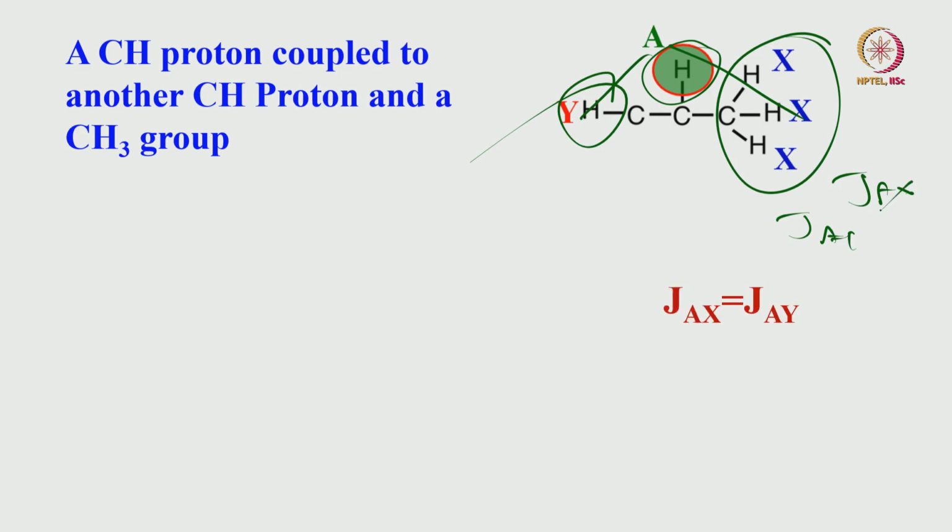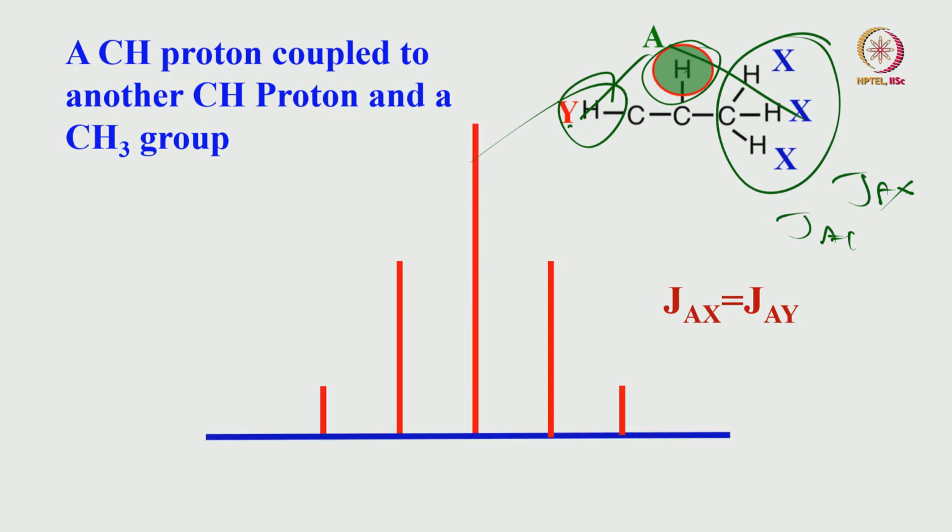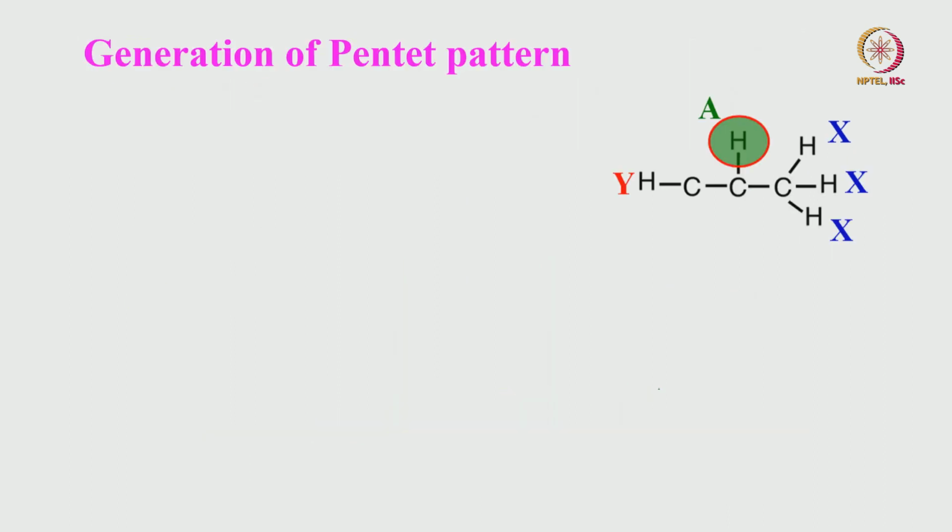Now, I will put a condition JAX equal to JAY, that means the couplings are identical. This will experience identical coupling with this and this. Then what is the pattern you are going to get for proton A? If I observe proton A, what do you get? I get a pentet. Very surprising. How did you get this pentet? Of course, the center of this is the chemical shift of this proton, and this will give you couplings. Separation of the adjacent peaks will give you the coupling.